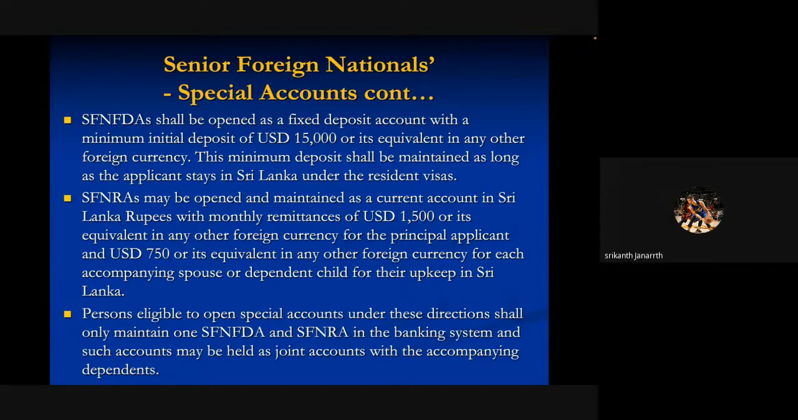If the husband and wife are coming, the husband can bring $15,000, open a senior foreign citizen account, and remain there. And he brings his wife, so he has to look after the wife's expenses. He gets $1,500 for his cost of living, and the other $750 is for the spouse or dependent. That needs to be maintained on a monthly remittance, $1,500 and $750 monthly, to cover the expenses.